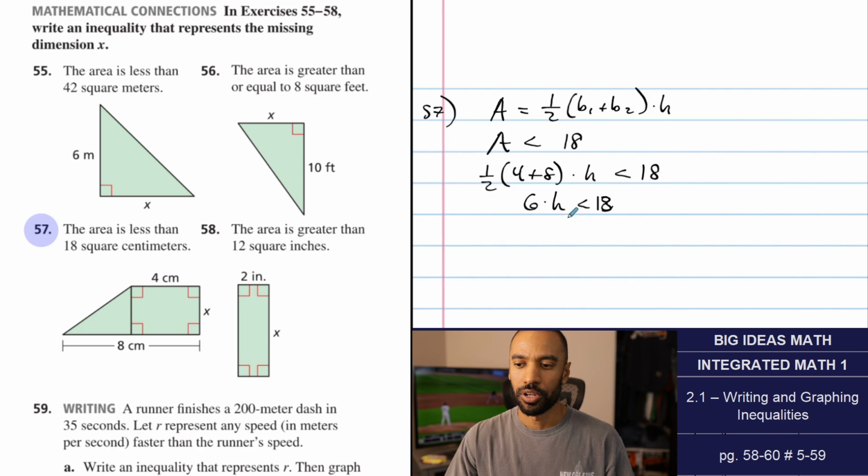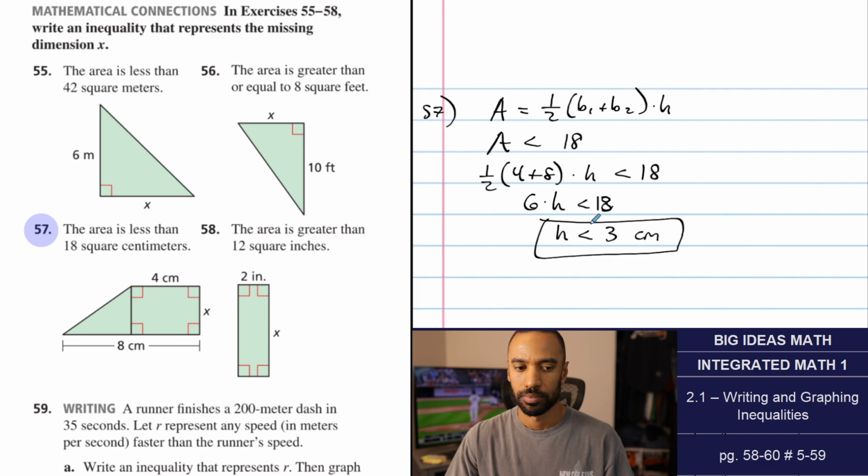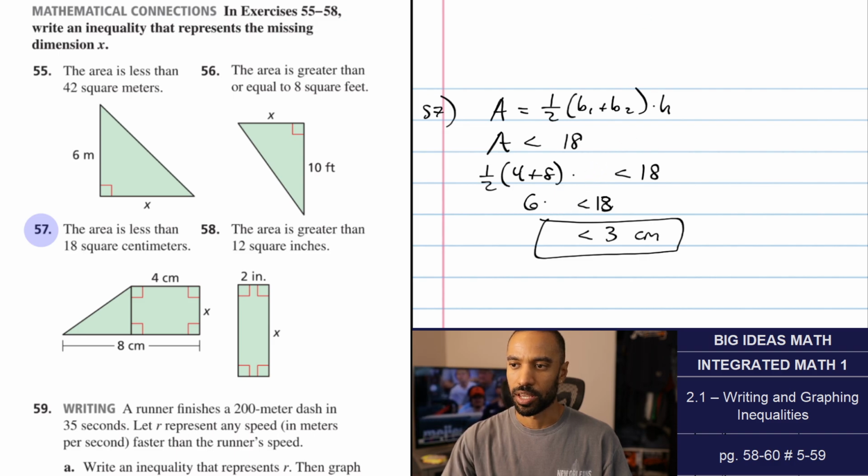So h couldn't be 3. It must be less than. H must be less than 3 centimeters. Oh, they used x again. X must be less than 3 centimeters. And that's what I'm saying on that one.